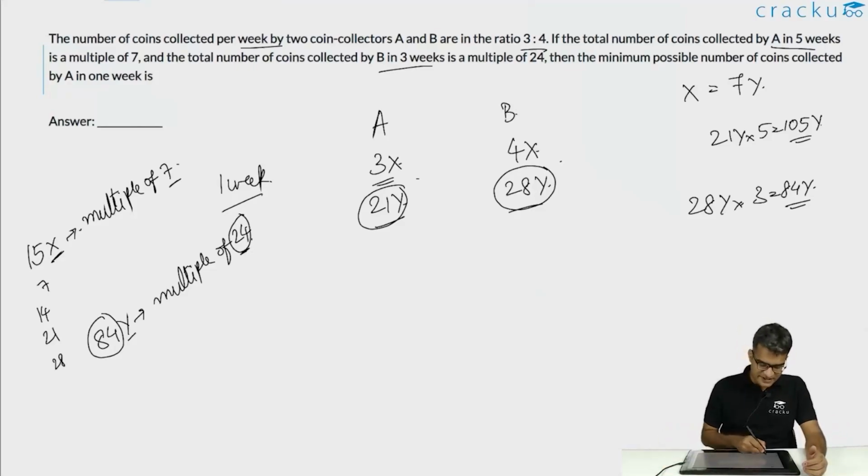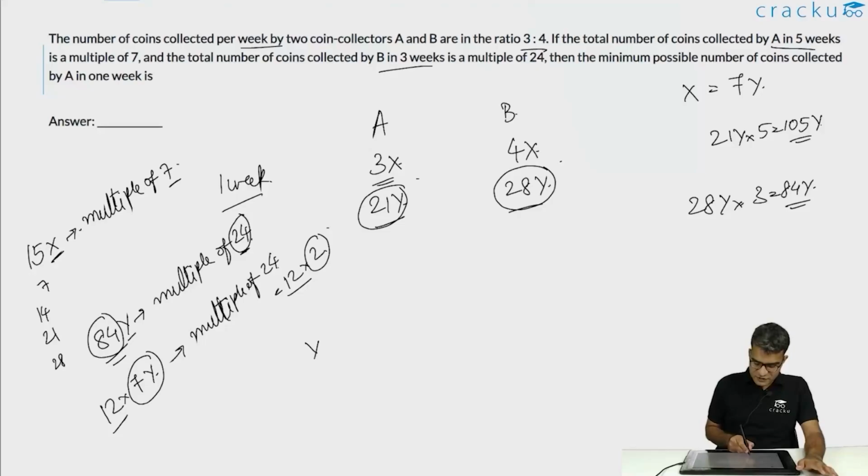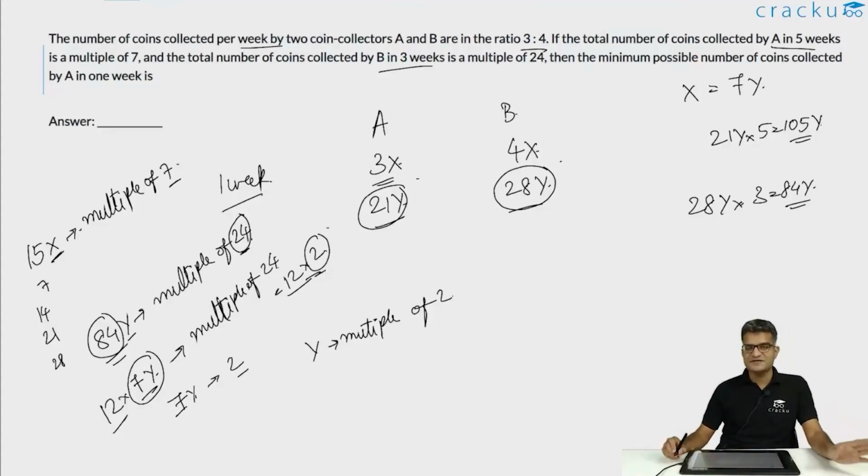So for example, 84y we'll write as 12 into 7y. So 12 into 7y is a multiple of 24, which is 12 into 2. This 12 and this 12 are common. If you now eliminate it, we want 7y to be a multiple of 2. Now for 7y to be a multiple of 2, y has to be a multiple of 2, because there is no common factor between 7 and 2. So now we can imply that y has to be a multiple of 2.